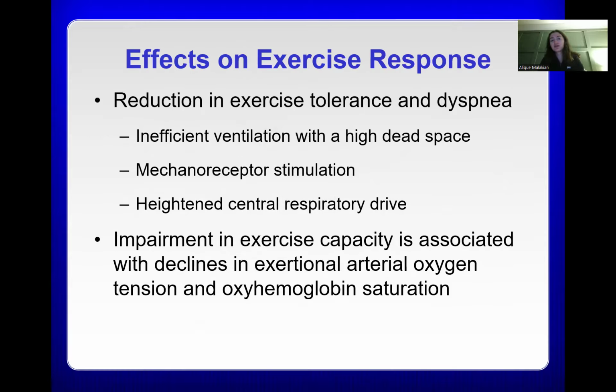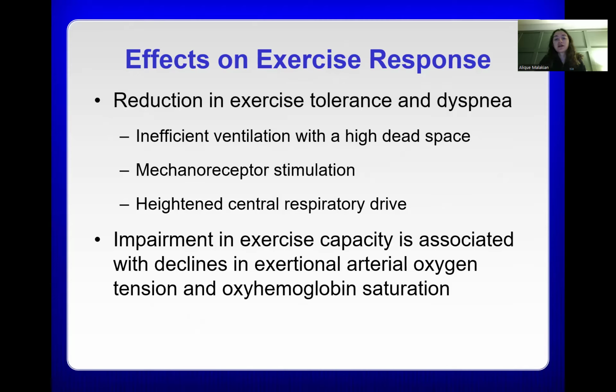So, what is the effect on exercise response? Well, we've talked about some of it, but just to add on to it, there's a reduction in exercise tolerance and dyspnea in general, and that's mainly because of that cascade we talked about. So, there's inefficient ventilation associated because they have higher dead space, mechanoreceptor stimulation, and heightened central respiratory drive. So, those are some of the things that we see during exercise.